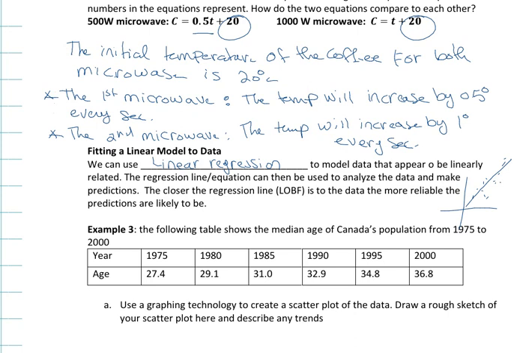Okay, so this is what the example is. The following table shows the median age of Canada's population from 1975 to 2000.